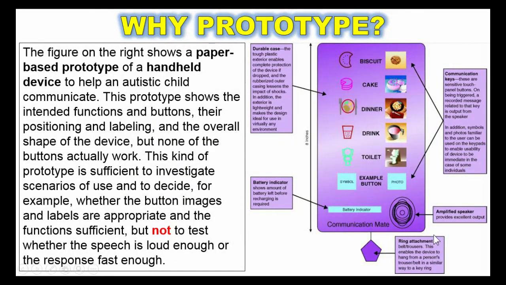The figure on the right shows a paper-based prototype of a handheld device to help an autistic child communicate. This prototype shows the intended functions and buttons, their positioning and labeling, and the overall shape of the device. But none of the buttons actually work. This kind of prototype is sufficient to investigate scenarios of use and to decide, for example, whether the button images and labels are appropriate and the functions sufficient, but not to test whether the speech is loud enough or responds fast enough.